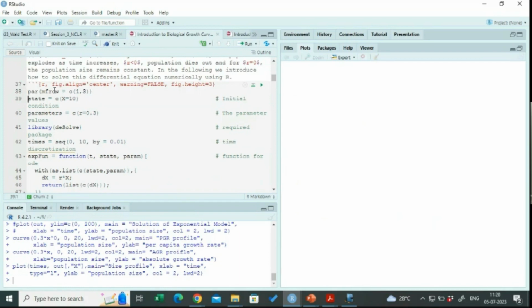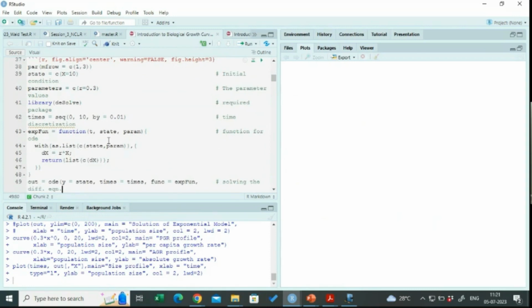So what I have done, I assume the initial condition, there is a comment also, at x equal to 10. The parameter I have considered is r, whose value is 0.3. Then we require the package deSolve, the main package for solving differential equations in R. Then I have taken the time points at which I want to find the solution. Then I have to define the differential equations. So this is the exp function, the exponential function.